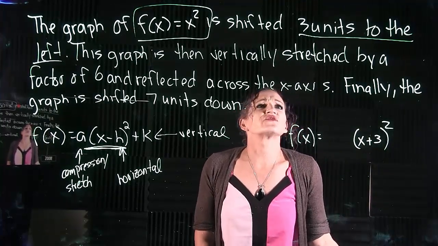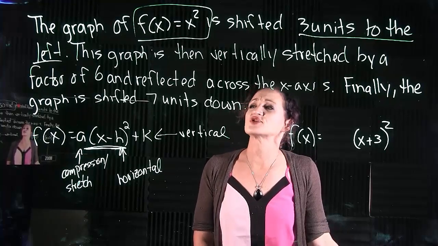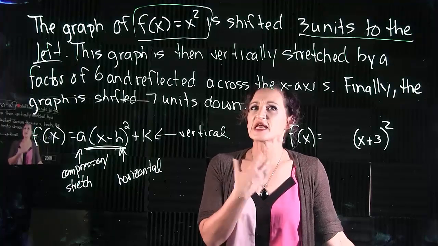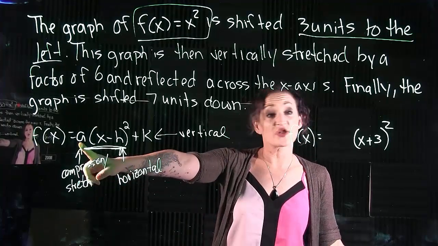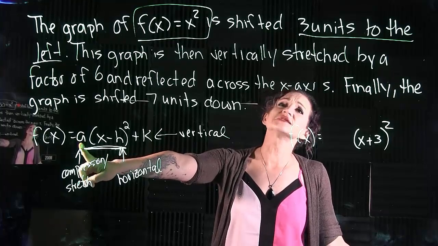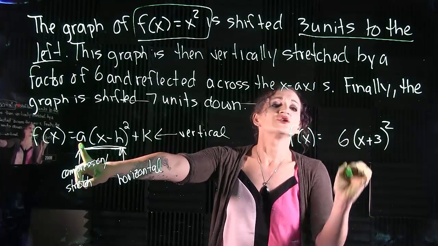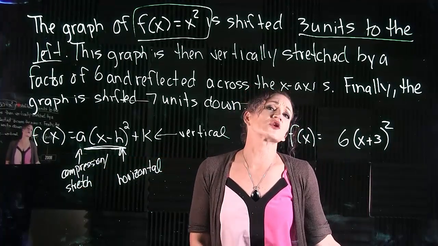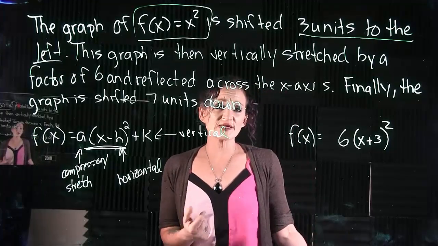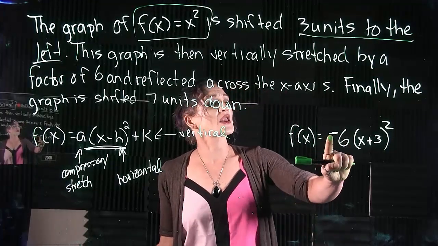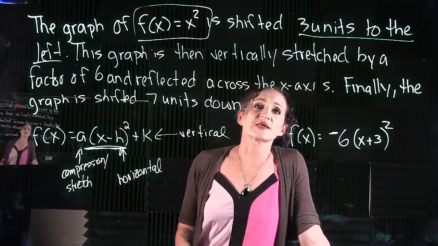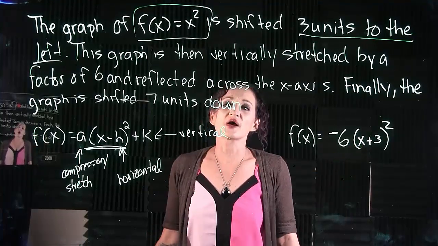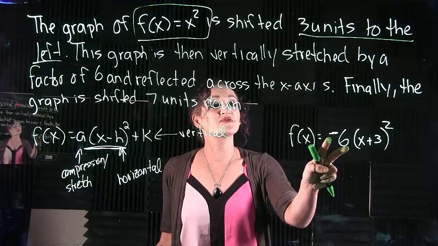It also says that this graph is vertically stretched by a factor of 6. If it says anything vertically stretched, vertically compressed, anything like that, that is in reference to the number you're going to use for A. And it says that this is vertically stretched by a factor of 6, so I'm going to throw in a 6 right over there where A belongs. It also says it's reflected across the x-axis. If it's reflected across the x-axis, you're going to add a negative to A. If it says it's reflected across the y-axis, you're adding the negative to the x inside here. So ours says reflected across the x, so we tack on a negative to A.